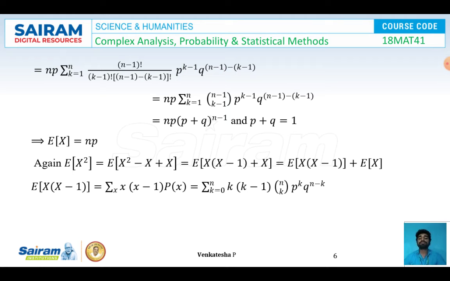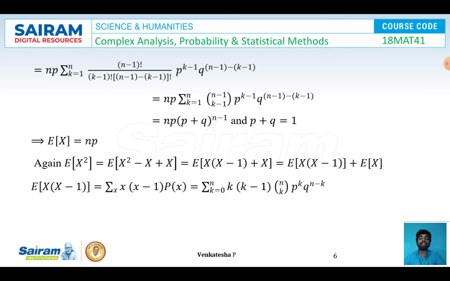Okay, I'm keeping np as it is, summation k from 1 to n, and converting this as combination again, that is n minus 1 c k minus 1 into keeping p power k minus 1 q power n minus 1 minus of k minus 1 as it is, and this is nothing but p plus q whole power n minus 1 after expansion.